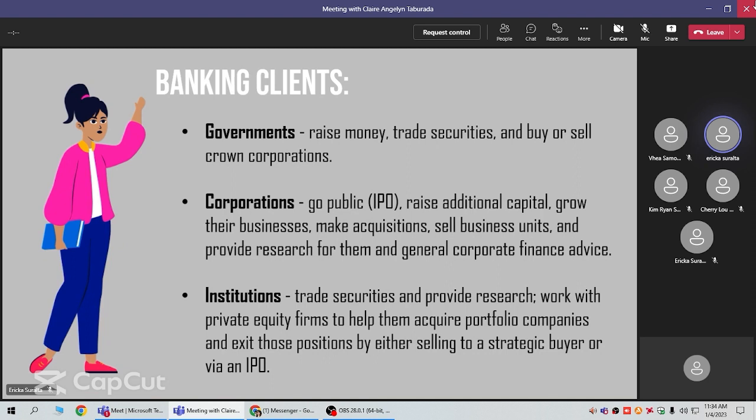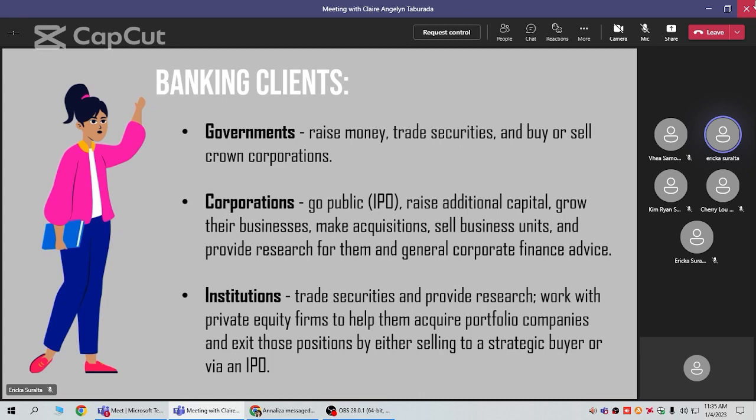M&A process. The corporations, it goes public, raise additional capital, grow their businesses, make acquisitions, sell business units, and provide research for them and general corporate finance advice. Then for the institutions, to trade securities and provide research, work with private equity firms to help them acquire portfolio companies and exit those positions by either selling to a strategic buyer or via an IPO, going public.